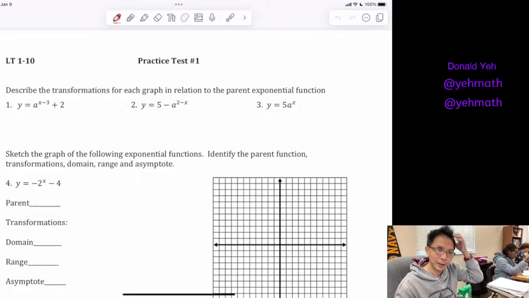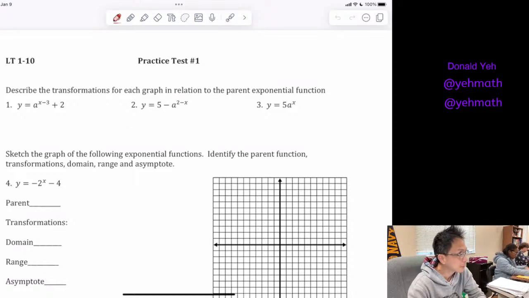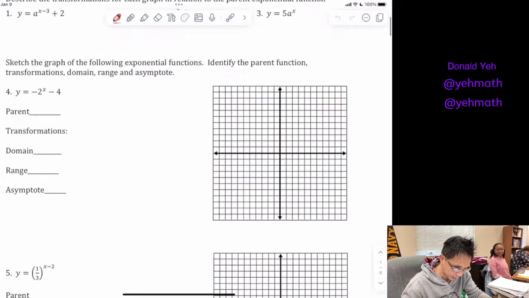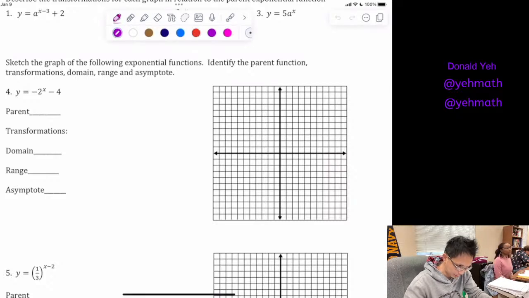All right, Pat, questions? Any questions? Yep, Aiden. Number 4, okay. Well, let's go see what number 4 is. This one? Actually, number 5.